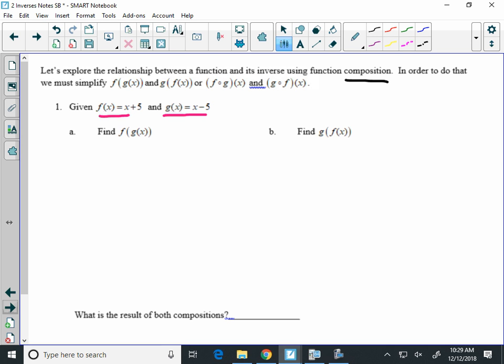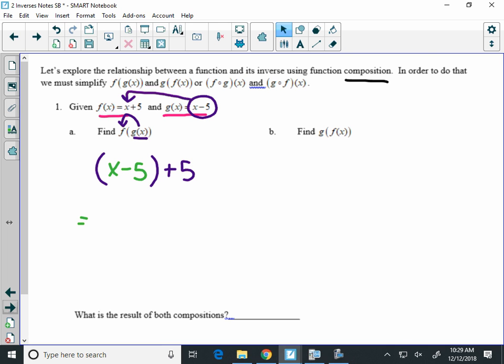Remember, to find a composition, you take the letter on the right, that function, and you put it into the letter on the left. So this function of g is going into the function of f for x. So instead of x in the function of f, I am going to put x minus 5. Now all I have to do is simplify this. And you should be able to notice, well, negative 5 plus 5 cancels off. That gives me an answer of x. That's the final answer.